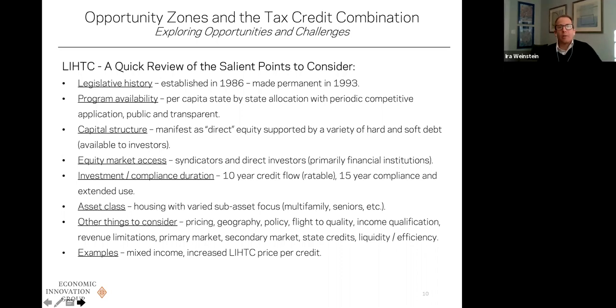So I think that's an important element, because even though there's a coterminous sort of credit flow here with opportunity zone benefit, there are other nuances that may make the investment a little bit trickier. As an asset class, housing is what low-income housing tax credits are all about. There are sub-asset classes, and we see some nuances. It could be multifamily, seniors.